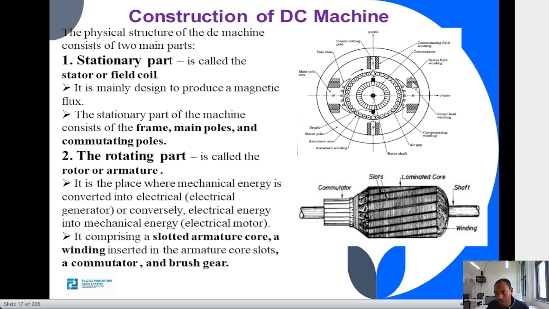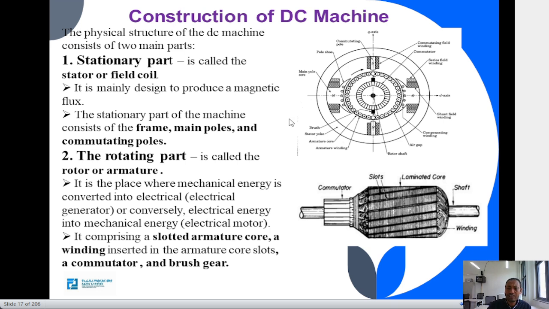The field windings may be series or shunt. Here are the field windings on the main pole, and we have a commutating pole for bigger machines. The commutating pole has a winding also, the commutating field winding. So the part of the machine which is not moving and contains the frame, the main poles and their windings, we call the stationary part of the DC machine.